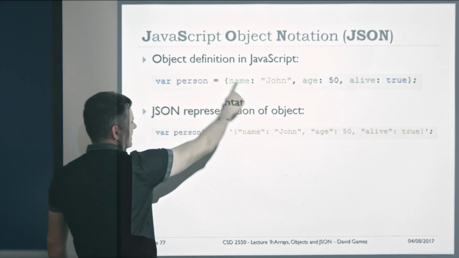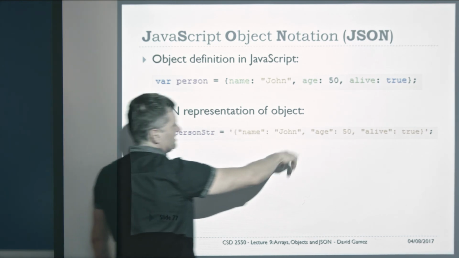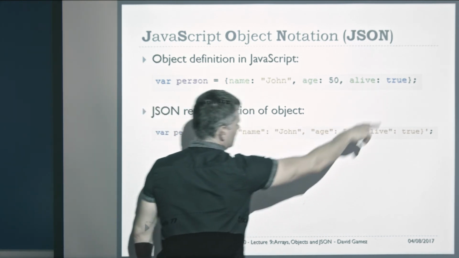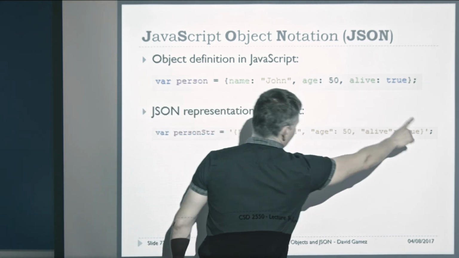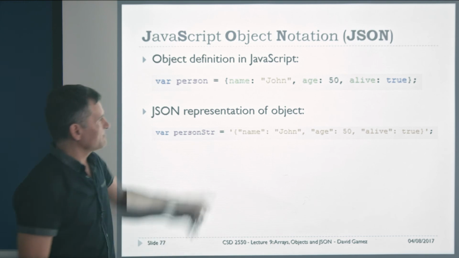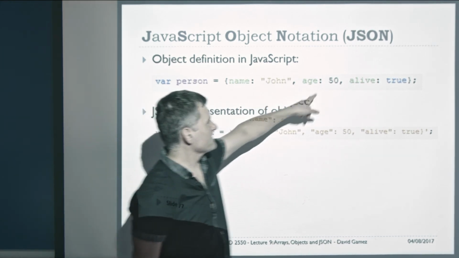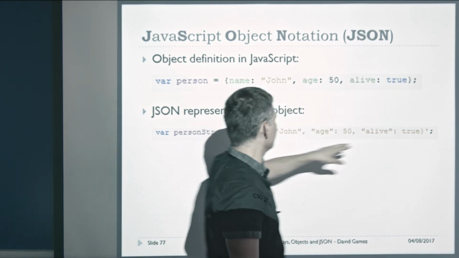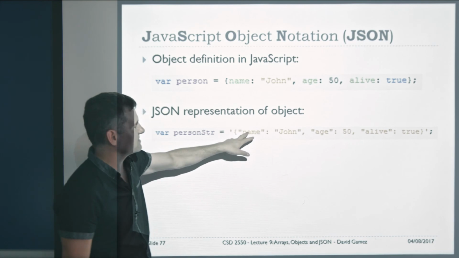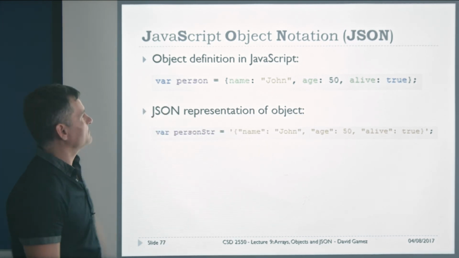You can see that name has become name with double quotation marks around it. All of the keys have double quotation marks around them, and then we have a single quotation mark at the beginning and end of the string. And the values themselves, you can see John stays the same because it's a string anyway, whereas 50 stays the same and true stays the same. So we don't change any of these. It's merely the keys being converted by adding quotation marks to them. Why on earth we had to do that, I have no idea, but that's how it is.